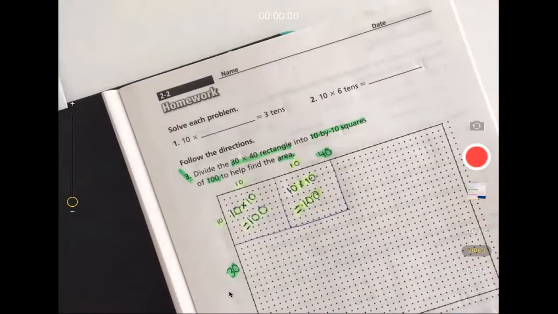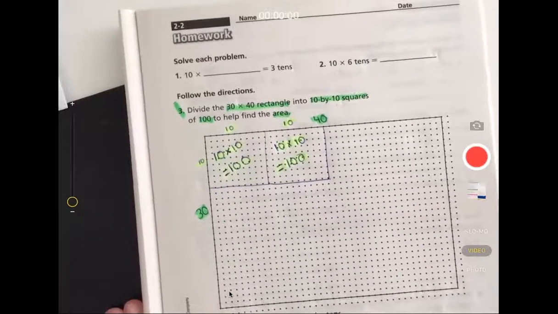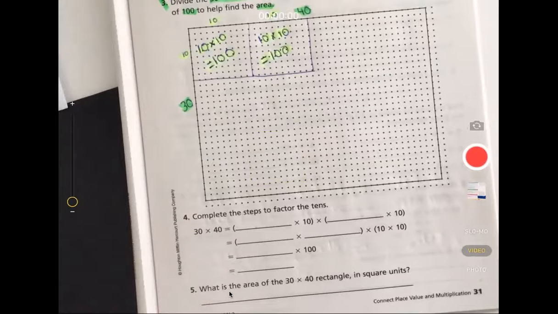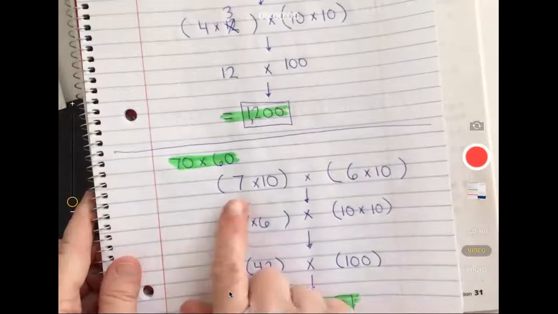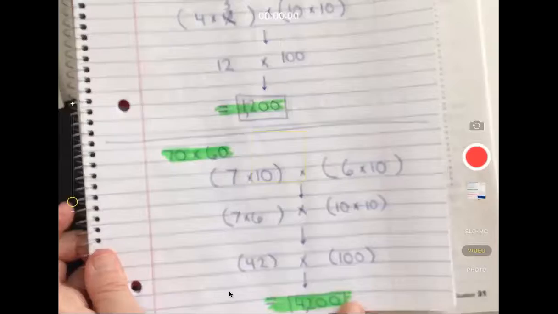All right, you guys are going to continue dividing and then you'll end up counting this out. You will find the area of this rectangle. That's part of your work this morning, okay? Down below, you're going to get to practice factoring the tens. That's what we just did together in our spiral notebooks, okay? This is what we did. These are factoring the tens, all the steps down to the area, okay? So you're going to get to try it on your own, and then you're going to do the back side as well today.